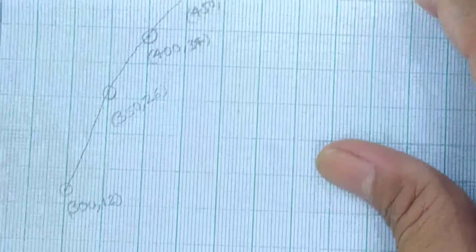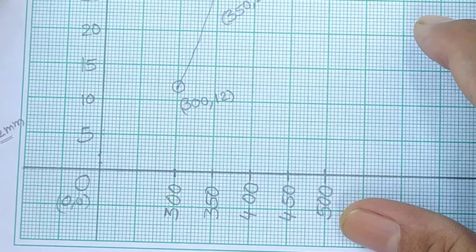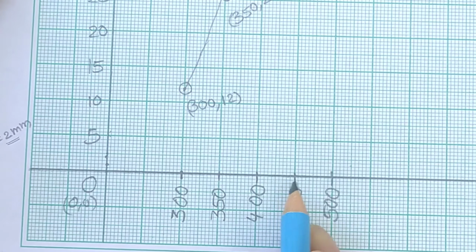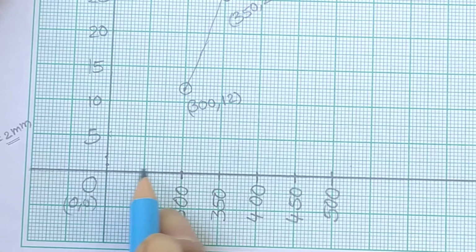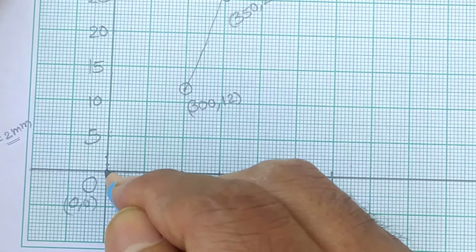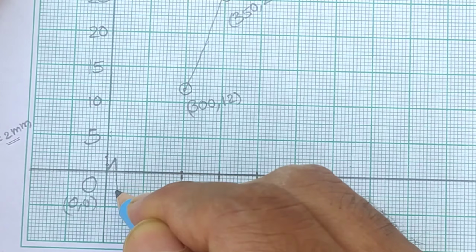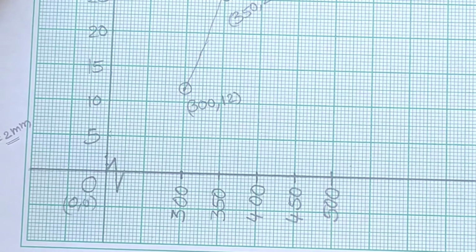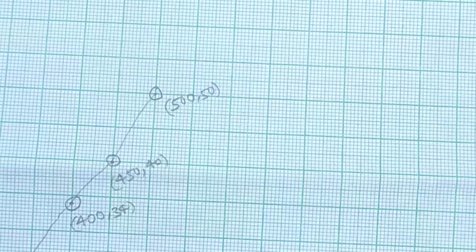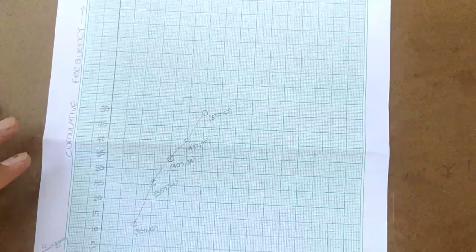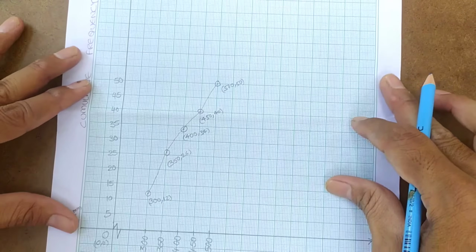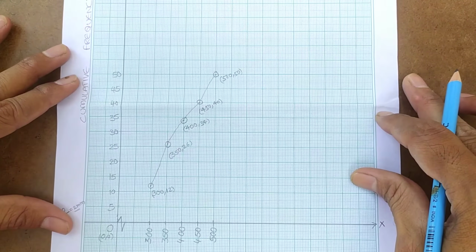One more thing: observe carefully, here to here the difference is 50, here to here 50, here to here 50, but here you see this is a direct jump. So here we should draw like this. This is called a kink. So with this, the drawing overview for this problem gets completed.